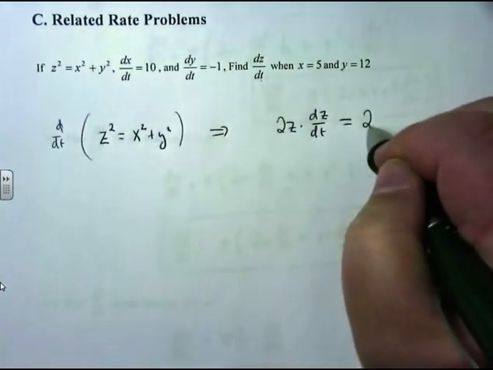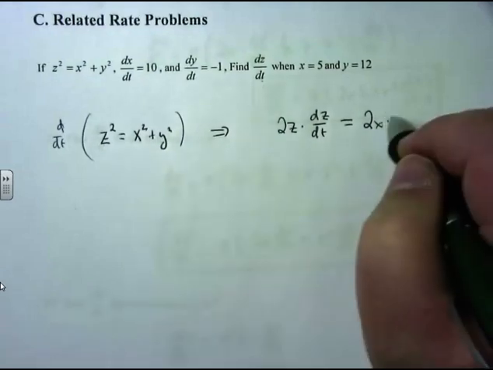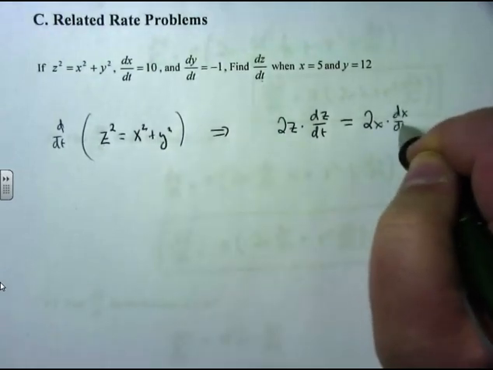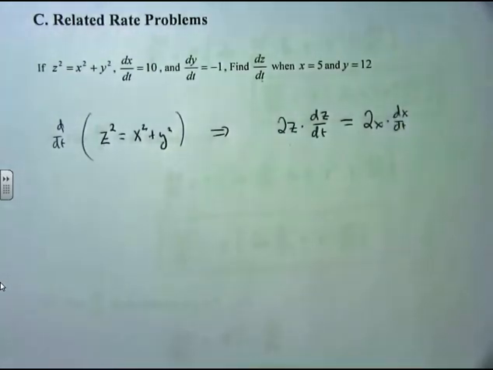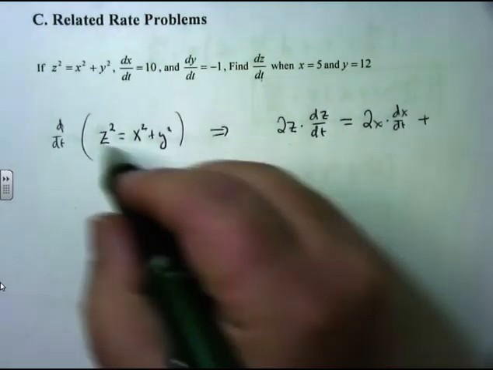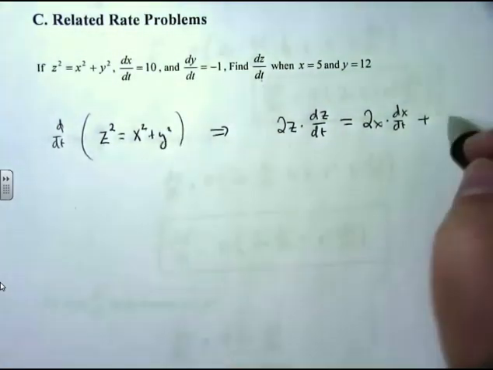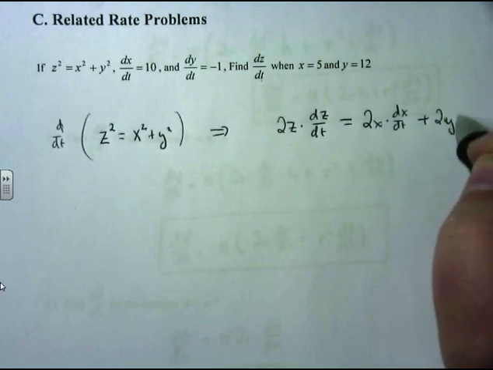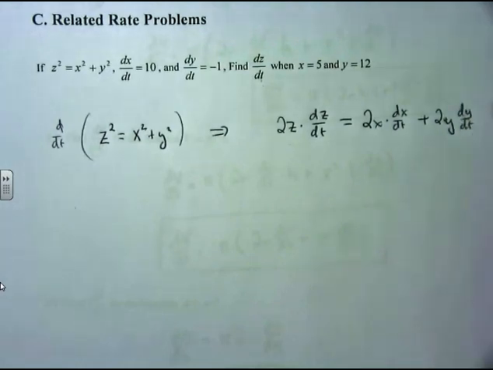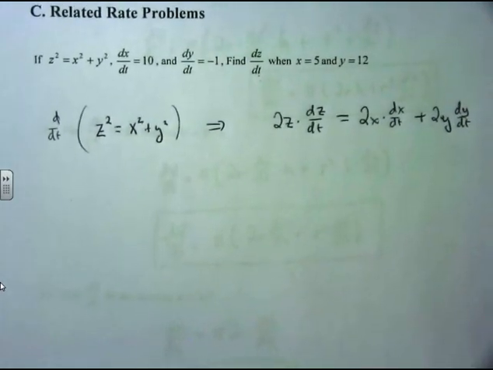Well, that would be 2x, but times the derivative inside. The derivative of x would be dx/dt, because we're taking the derivative with respect to time with all these problems. Plus, keep going until you're through the equation: the derivative of y squared would be 2y dy/dt. Every time I take a derivative of a variable, I tack on that d variable/dt. We'll plug in what we know and solve for what we don't know.